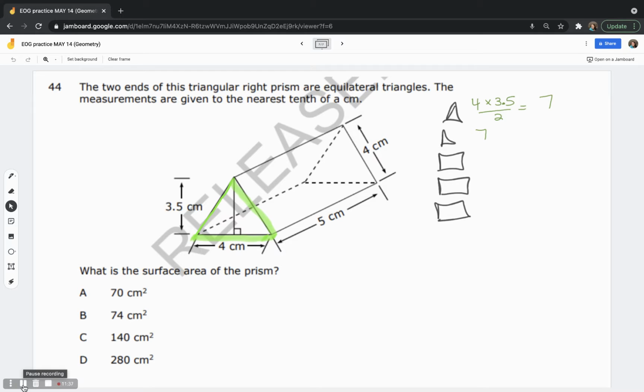And then for the rectangles, the bottom rectangle here is 4 by 5. So 4 times 5 is 20. And then the right and left rectangle, so the right is 4 by 5, which is also going to give us 20. And then the left rectangle is the same. It would be 4 by 5, which also gives us 20. So I'm going to add that up. And that's going to give us 74 when we add it up. So B, 74 centimeters squared.